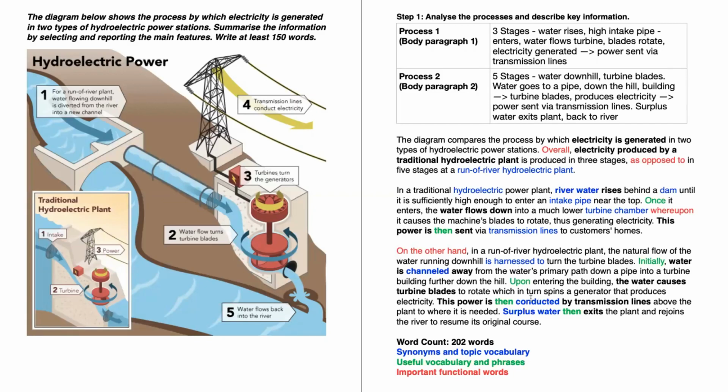And again, here in this last paragraph, I just have some active and passive phrases. So water is channeled away, passive. The water causes the turbine blades to rotate. This is active. Power is then conducted by, that's definitely passive. And you'll see here that there are some times where "by" is used and it's still considered passive, but you just see the actor or the subject along with the object. And then of course this last one here, surplus water then exits, that is active as well. So notice the nice mix of active and passive.